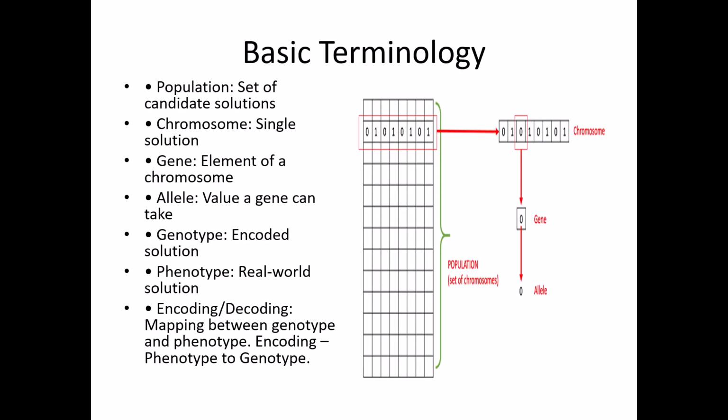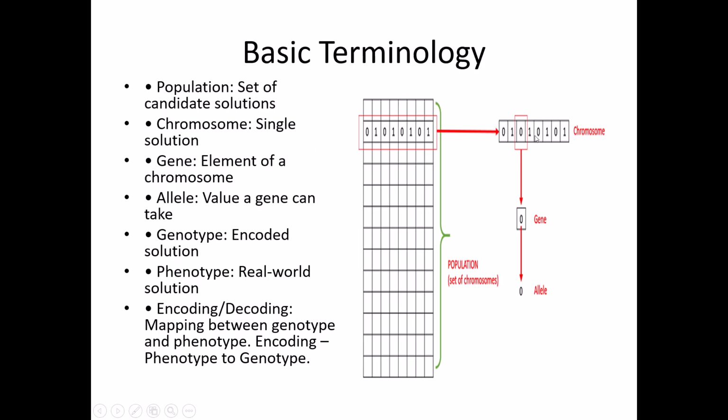Next are the basic terminologies. The first one is the population. Population is nothing but a set of candidate solutions. We have a lot of solutions and we are confused about which is the best solution we need to derive. Those solutions are called the population, and a single solution is called a chromosome. So these are all the total solutions, and this one is the chromosome.